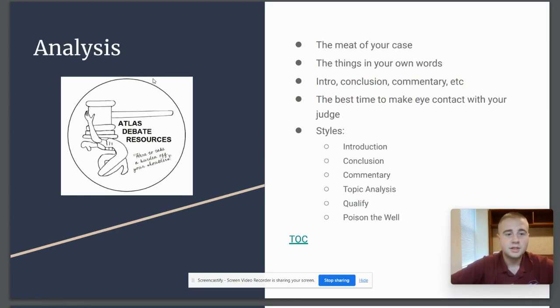All right. Second to last, we're going to talk about the analysis. This is the last part of your case. I put this as the meat of your case because this is what fills in all the gaps. Everyone gets bored if you just hear someone reading someone else's words the whole time. The analysis is your time to talk and to show your points on things. This is usually your introduction, your conclusion, maybe commentary in between case.